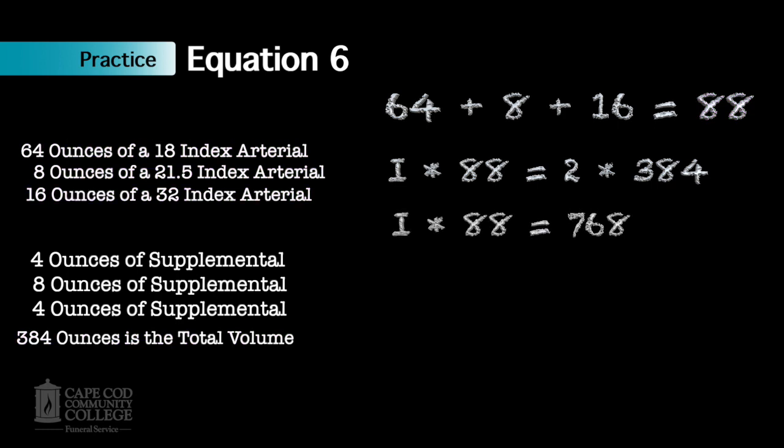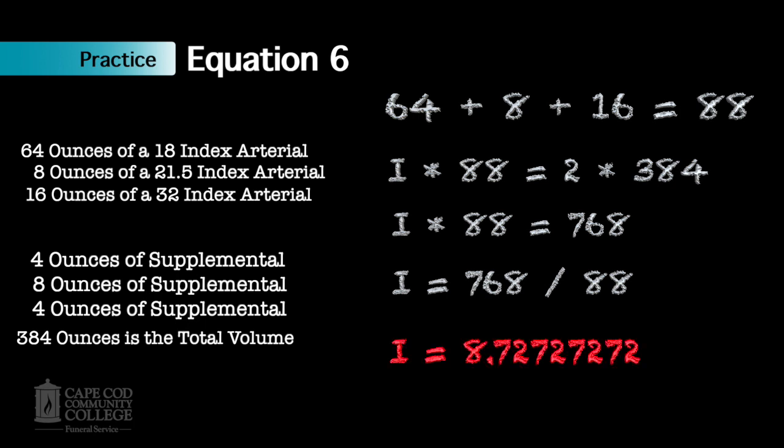Next, we'll start by solving for the easiest parts of the equation. That includes multiplying the total volume by the percentage of 2, which gives us the right side of the equation as 768. Now all we have to solve for is the left side. To isolate the index, we're going to divide the right side of the equation by the numbers on the left side. When we divide 768 by 88, we get 8.727272, which we can round to 8.73.